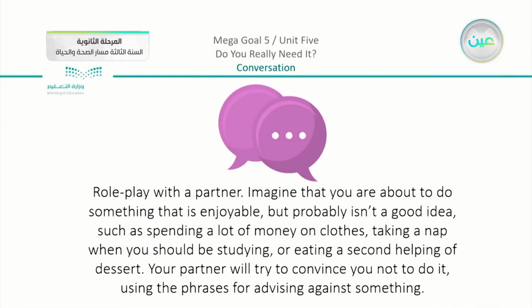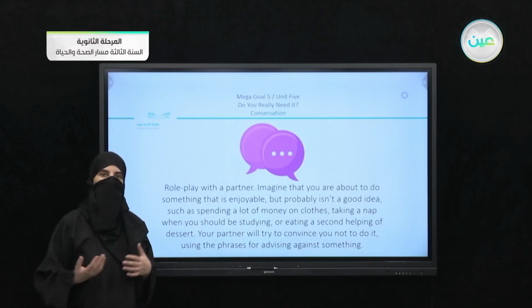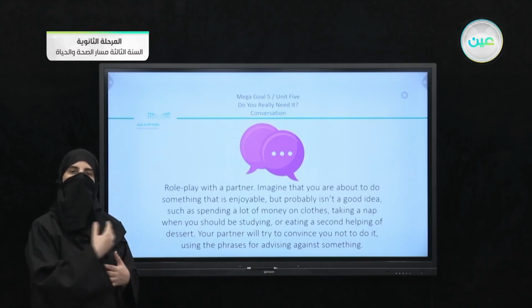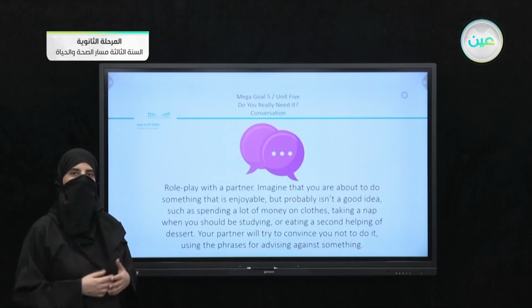You are asked to role play with a partner. Imagine that you are about to do something that is enjoyable, but probably isn't a good idea, such as spending a lot of money on clothes, taking a nap when you should be studying, or eating a second helping of dessert. Your partner will try to convince you not to do it using the phrases for advising against something. You can also relate to other incidents or actions. You can role play with a friend or a classmate, and one of you will give the advice and the other one will receive it.